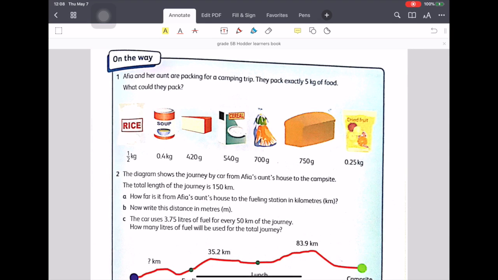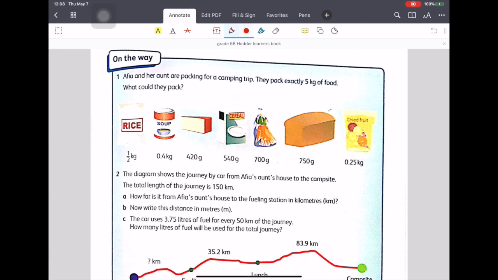Question 1. Afia and her aunt are packing for a camping trip. They pack exactly 5 kilograms of food. What could they pack? Okay, so here we have half a kilo of rice, 0.4 kilogram of soup, 420 grams of butter, 540 grams of cereal, 700 grams of sugar, 750 grams of bread, and 0.25 kilograms of fruit. Let's see if we want to take all of them.